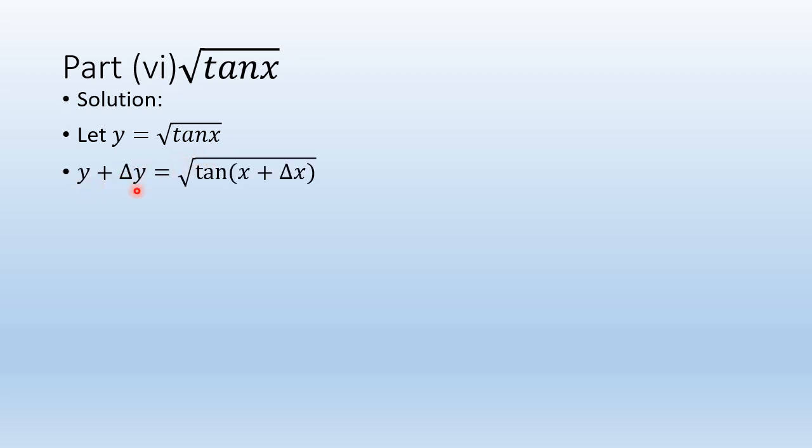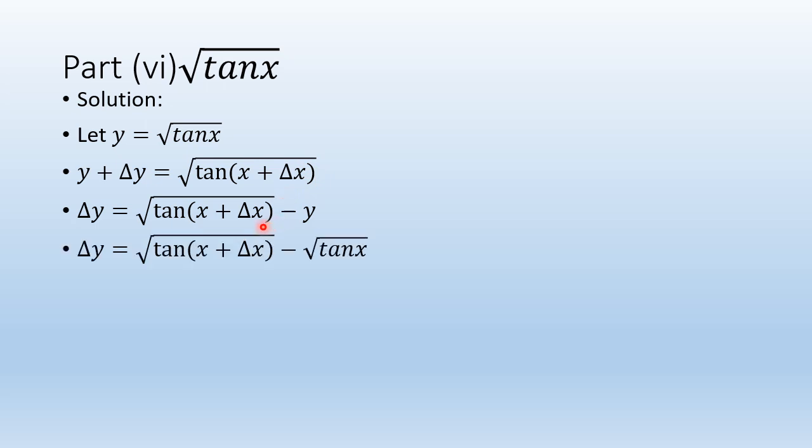Next step, bring this y towards the right. Del y is equal to under root tan x plus del x minus y. Put y equals to under root tan x and we get this shape. And you can see what is this shape? Under root minus under root. And what we are going to do, we are going to rationalize it.